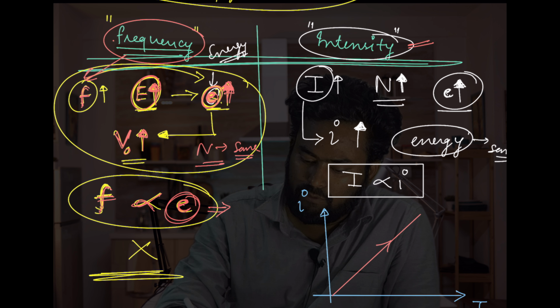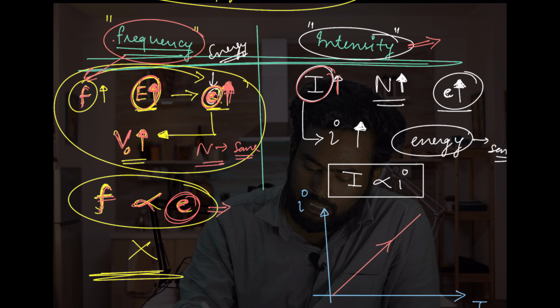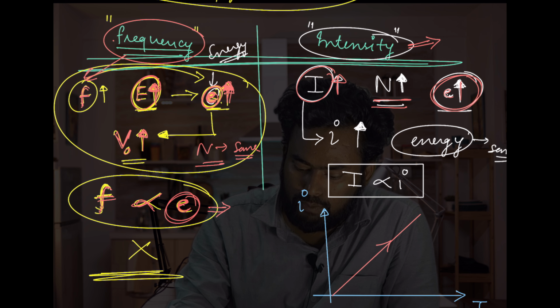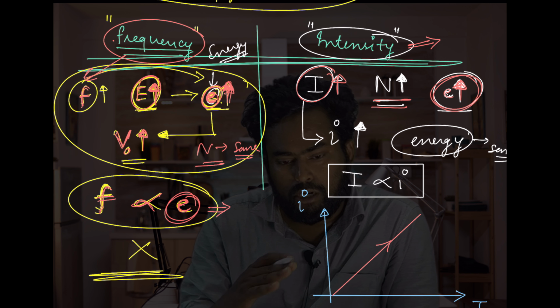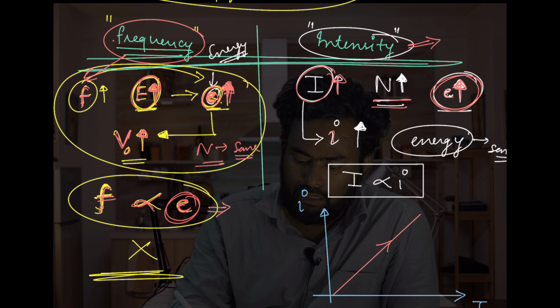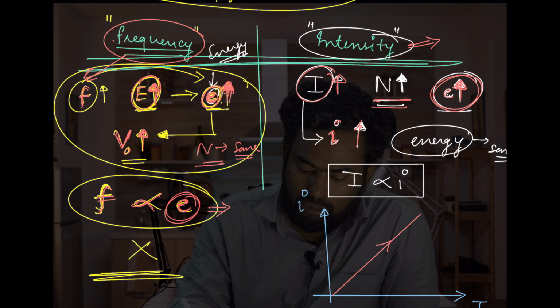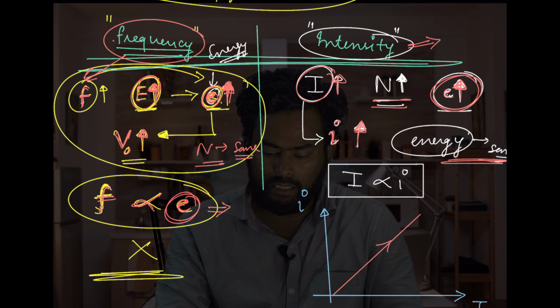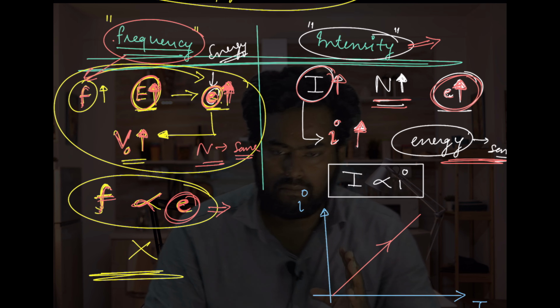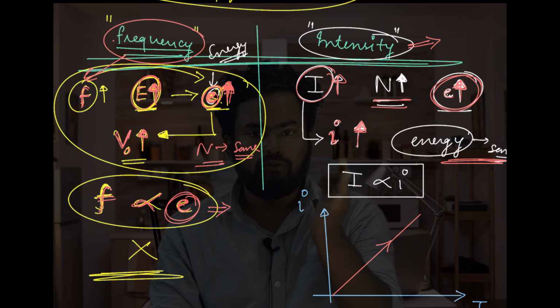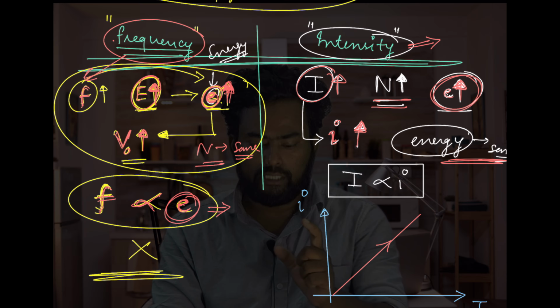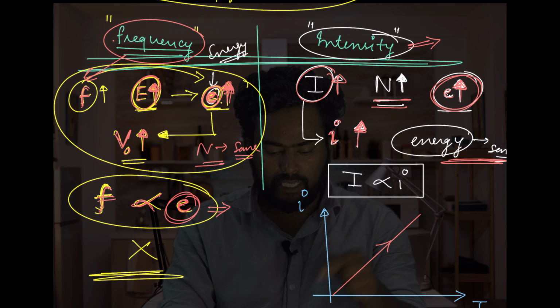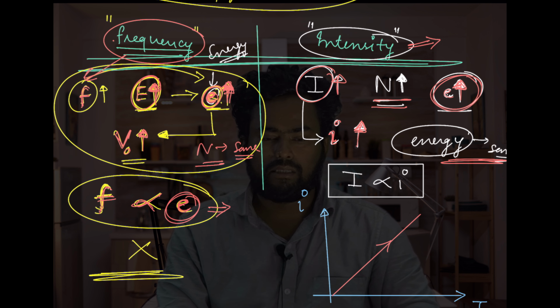Okay, but for intensity, if you increase it, the number of photons will increase, and correspondingly the number of electrons will increase. If more electrons are coming out, more electrons will reach the collector plate, so current, photocurrent, will also increase, but energy will remain the same. So simple: frequency has to do with energy, intensity has to do with number.